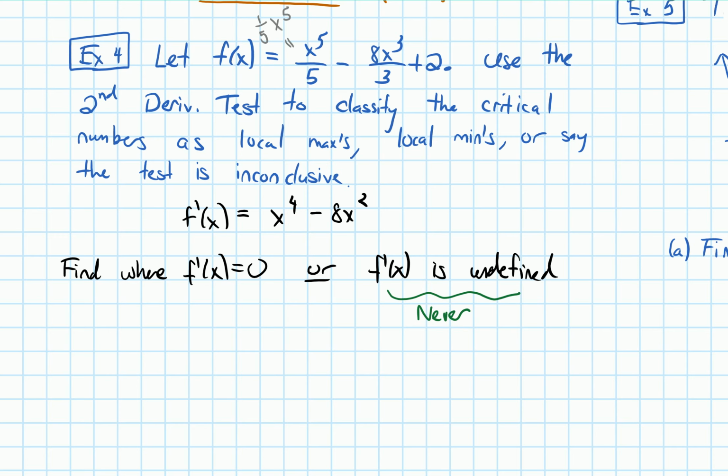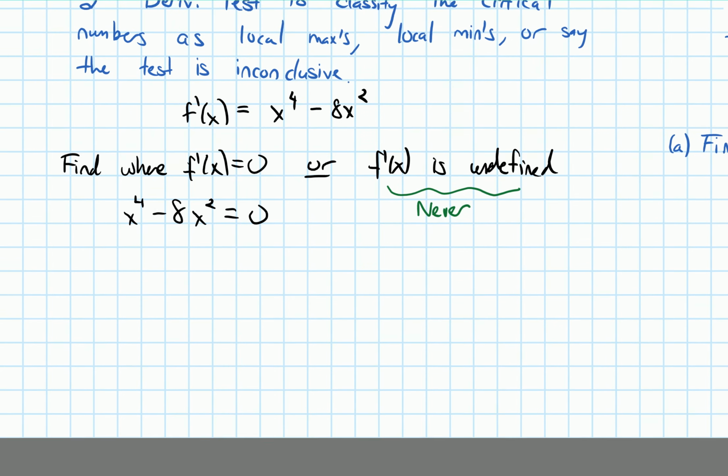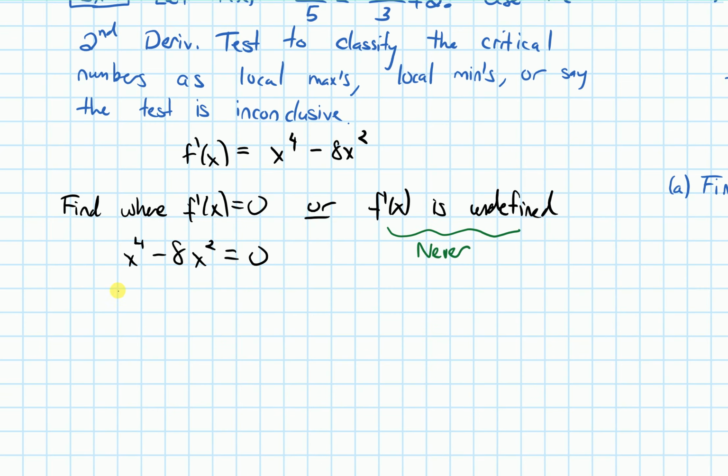Okay, so let's figure out when the derivative is equal to 0. Let's set x to the 4 minus 8x squared equal to 0. And I can factor an x squared out of these terms and be left with x squared minus 8.